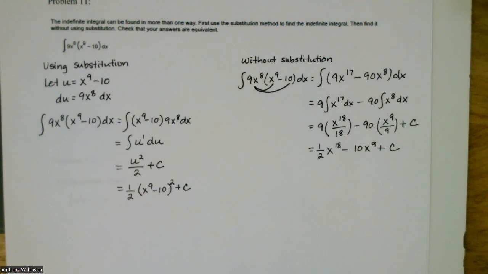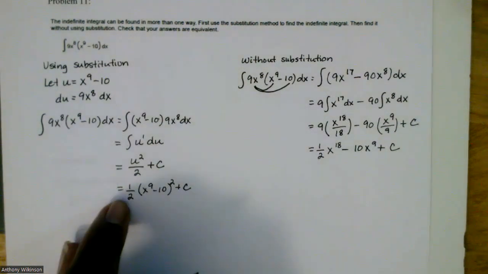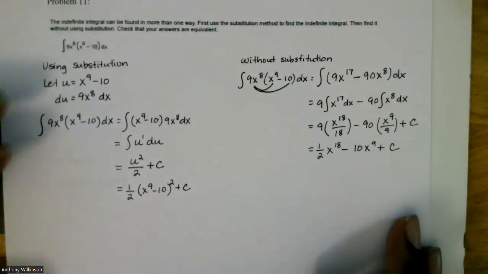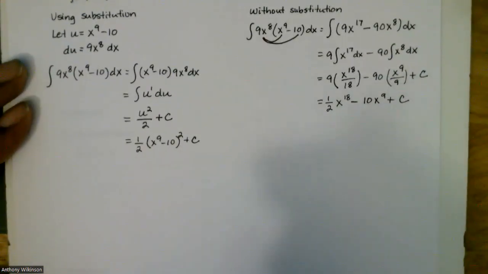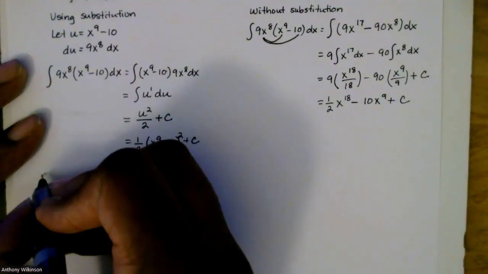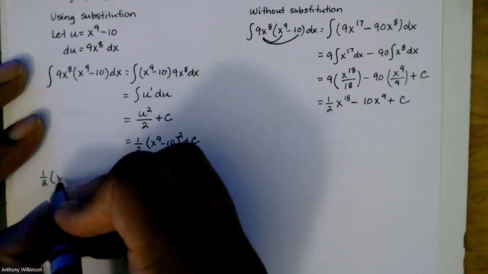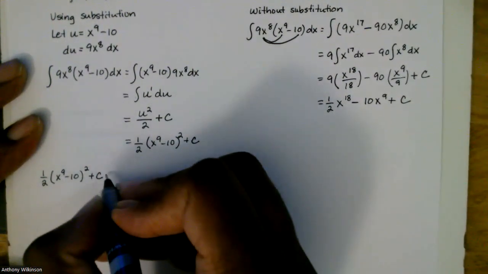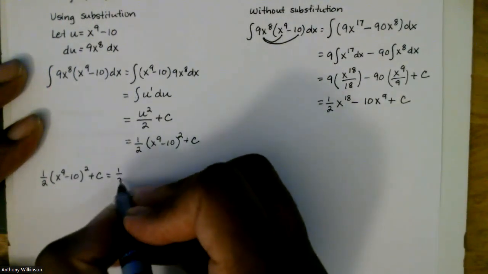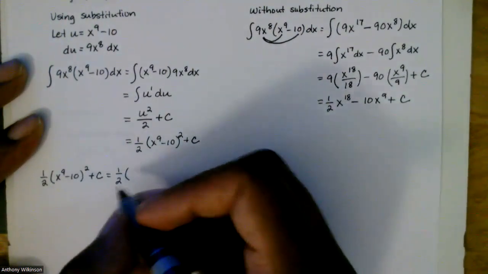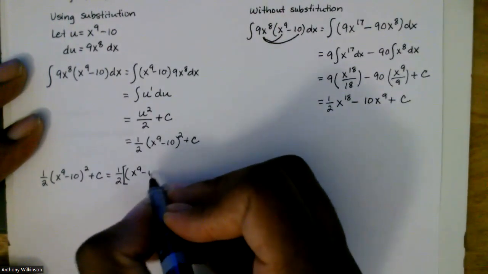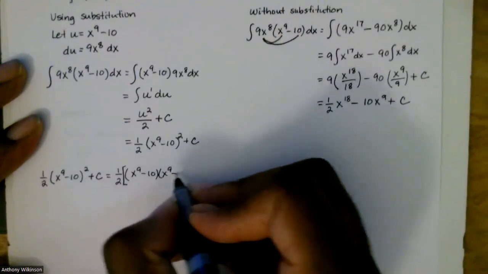Well, it's kind of obvious that they're not going to be equivalent here. But notice here that 1/2 x to the 9th minus 10 quantity squared plus c. If I was to expand that by using multiplication, this is what I have. 1/2 times x to the 9th minus 10 quantity squared plus c. This is what I'm going to do. 1/2. That x to the 9th minus 10 is used as a factor twice. So I'll write x to the 9th minus 10 twice.